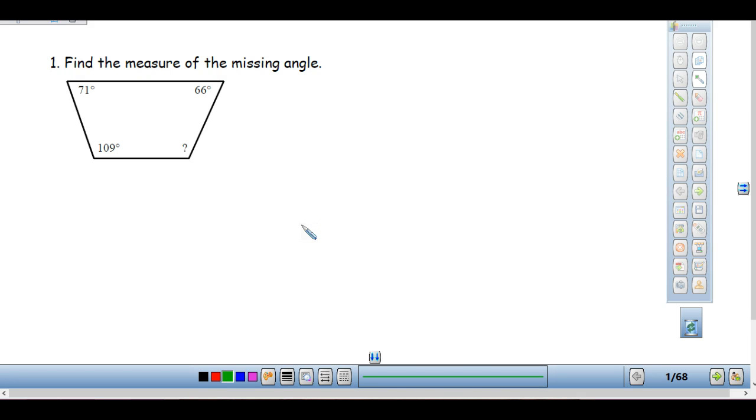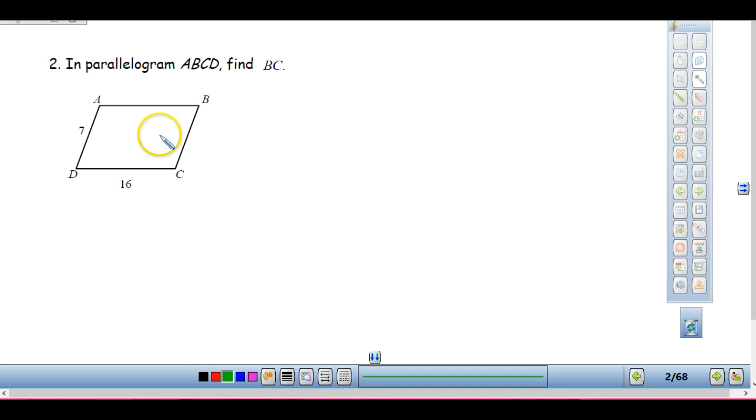Alright guys, let's take a look at your review packet. Number 1, we know that the measure of interior angles of a quadrilateral is going to add up to 360. So all you have to do for this one is take 360, subtract 109, subtract 71, subtract 66, and your fourth angle should end up to be 114 degrees.